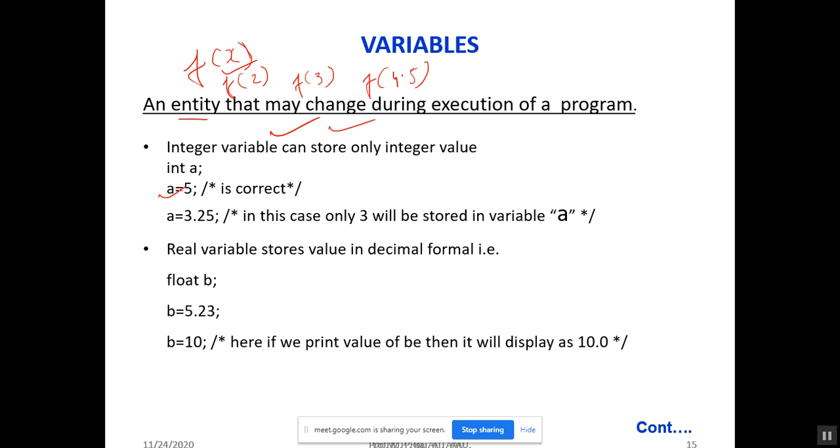Same way a is variable. As per our value of a, it will give result. If it is 3.125, it will give result according to 3.125. Understood? Yes or no? Yes, sir.